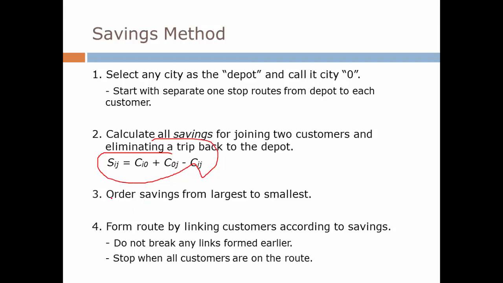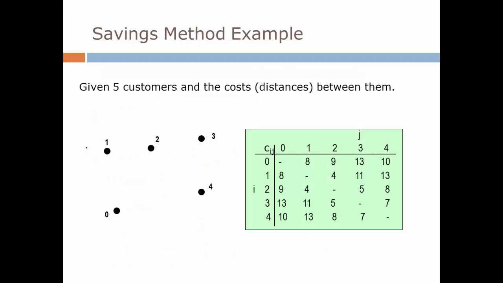The third step is to order the savings from the largest to the smallest, and finally we form the final route by linking customers according to the savings that we have calculated at the third step here. Let's say that we have 5 customers, and we will denote this one as the initial starting point for the tour. And this table here shows the distances, or similarly the costs, between any pair of customers.